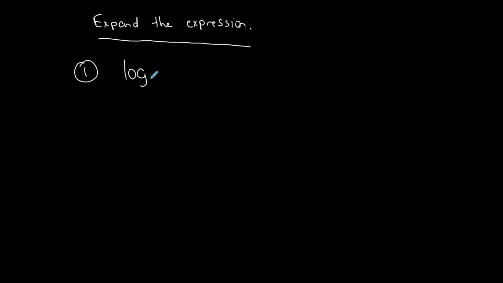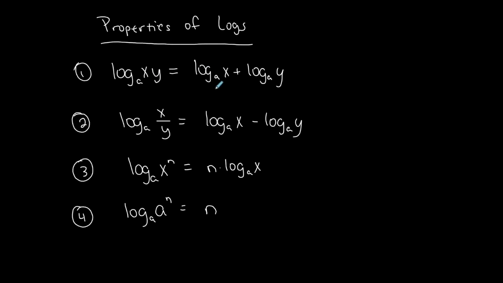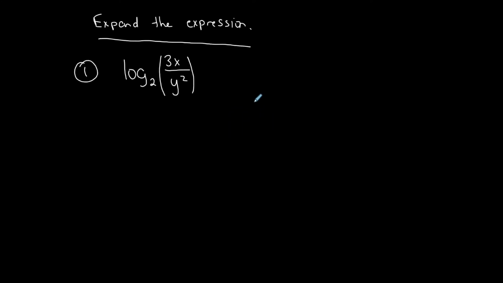Okay, so let's expand the logarithmic expression: log base 2 of 3x over y squared. So there's a few things going on here. You're going to use a bunch of the properties. First thing, I see a quotient, right? So I'm going to start with the quotient property, which is property number 2, where I have a log of a quotient and I can separate it as log of the top minus log of the bottom, maintaining the base of the log. So I can rewrite this as log base 2 of the top, 3x, minus log, keep the base, of the bottom, which is y squared.